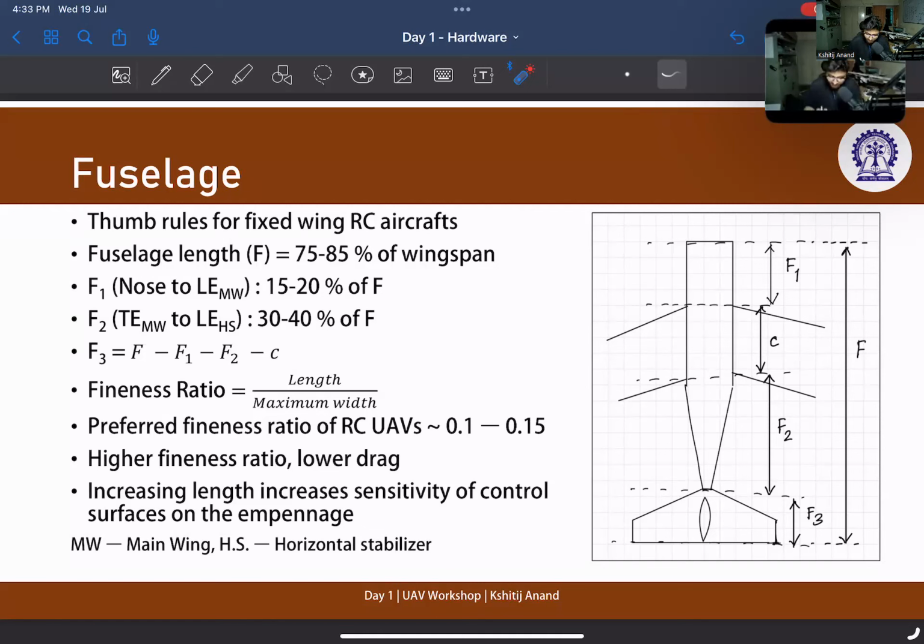Now, what is important is this ratio, the fineness ratio. Fineness ratio is basically the length of the fuselage divided by the maximum width. Can anyone just tell me what the fineness ratio is actually telling us? Like a very simple intuition.